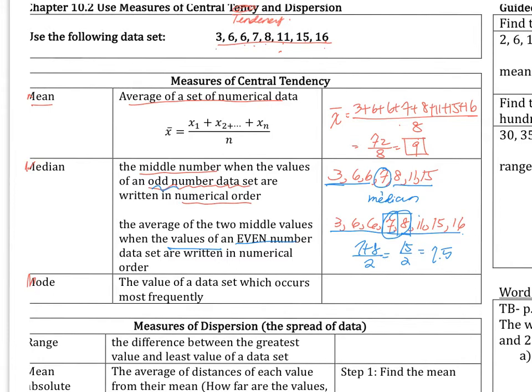The mode is the value of a data set which occurs most frequently. And looking at 3, 6, 6, 7, 8, 11, 15, and 16, 6 occurs the most number of times. In this case, 2 times. So we put 6.